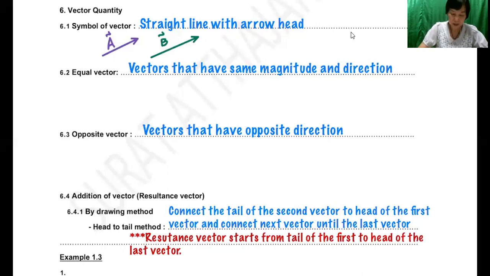From these two vectors we can see that they have the same direction but different magnitude, or different size, different length. So it means that the magnitudes of vector A and B are different. Or we can say that the magnitude of B is greater than the magnitude of vector A.